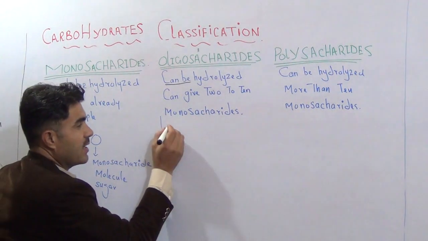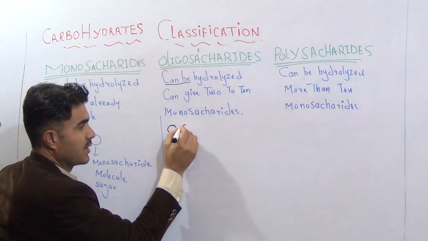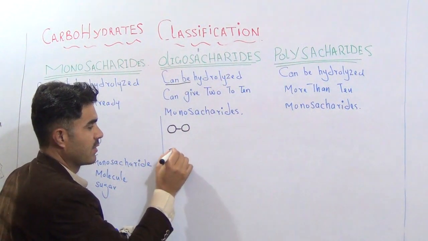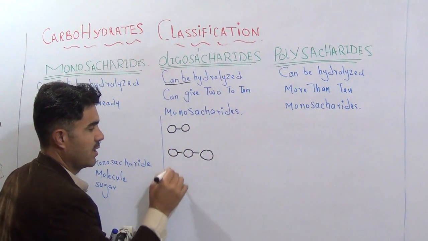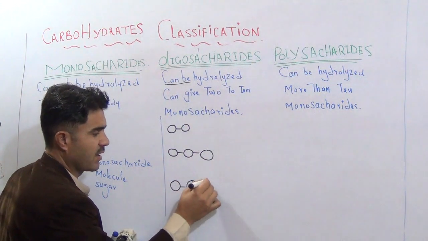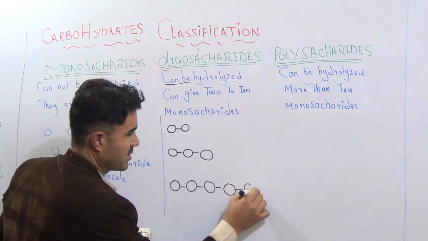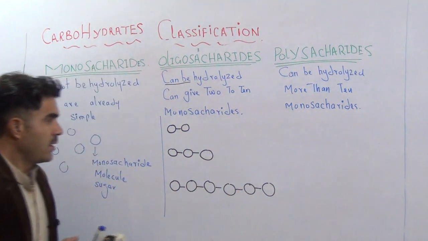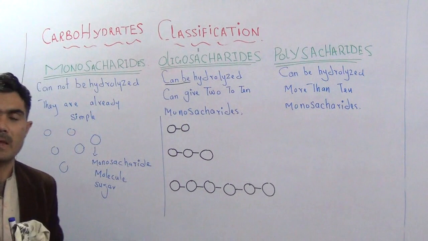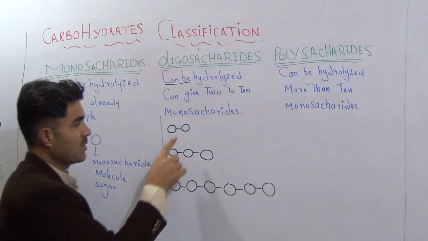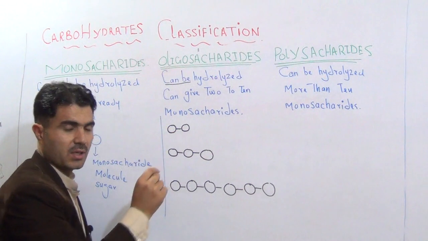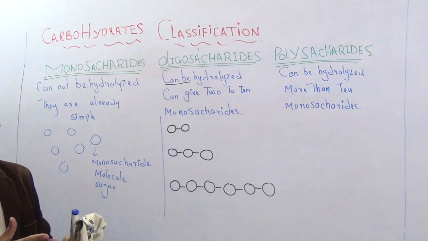So here is one circle connected with another circle. Here we can see there are 2 small circles connected with the help of a bond, and here we can see there are 3 circles, and you can even write 4, 5, 6, 7, 8, 9, 10, right? But the last limit is 10. In this category, these molecules can be hydrolyzed because one circle is connected with another circle. There is a bond between the 2 circles, so we can easily hydrolyze them, right?